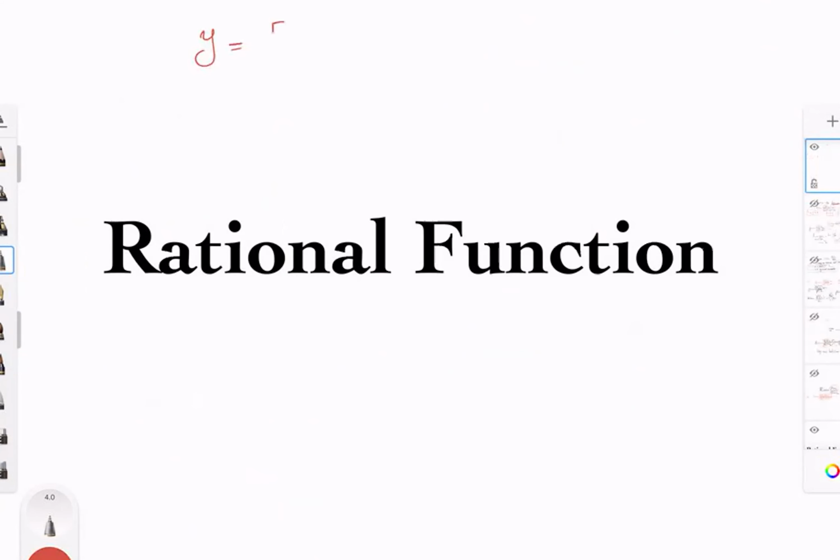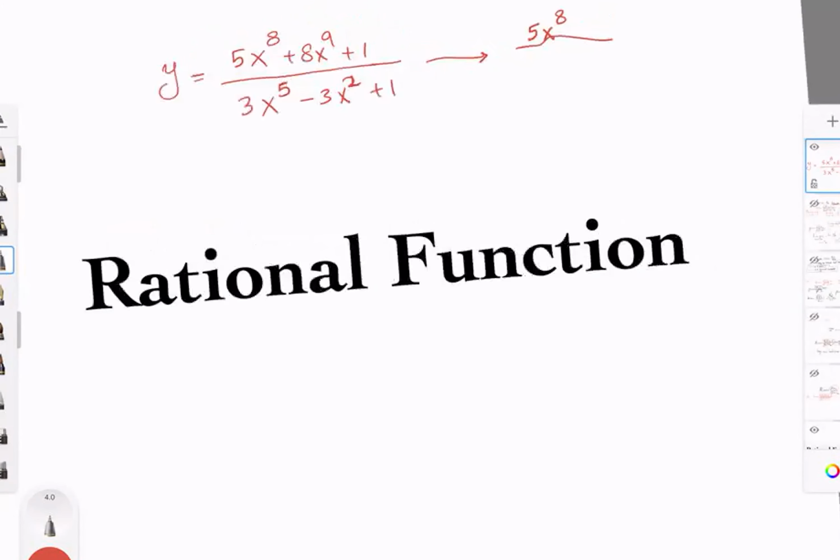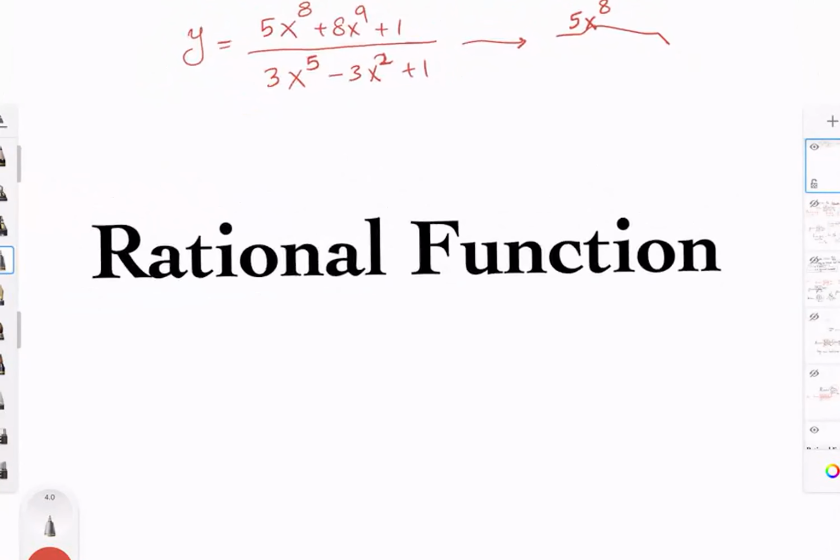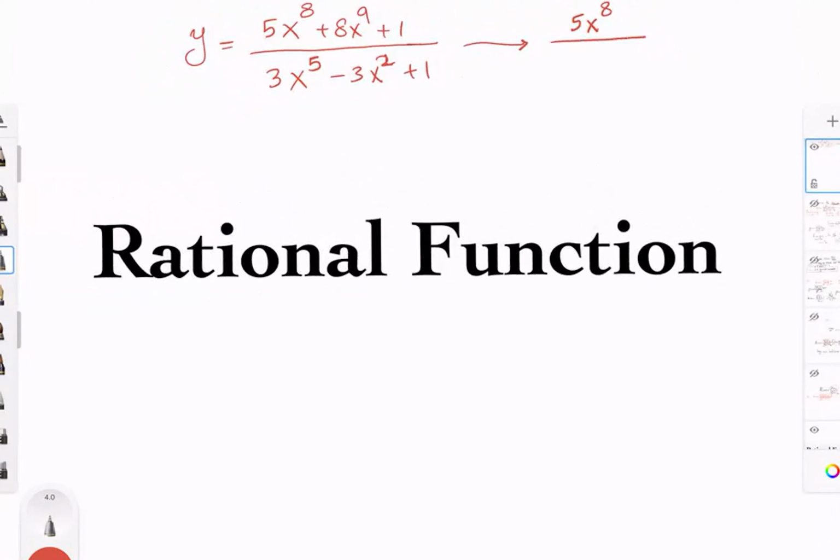Y equal to 5x to power of 8 plus 8x to power 9 plus 1 divided by 3x to power of 5. What is the horizontal asymptote for this question? Horizontal asymptote or the long run behavior? In order to find it, we only look at the first term, which is 5x to power 8 divided by 3x to power of 5.